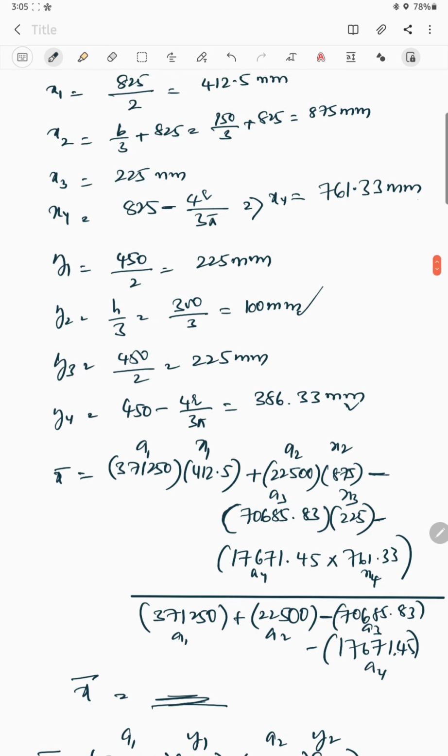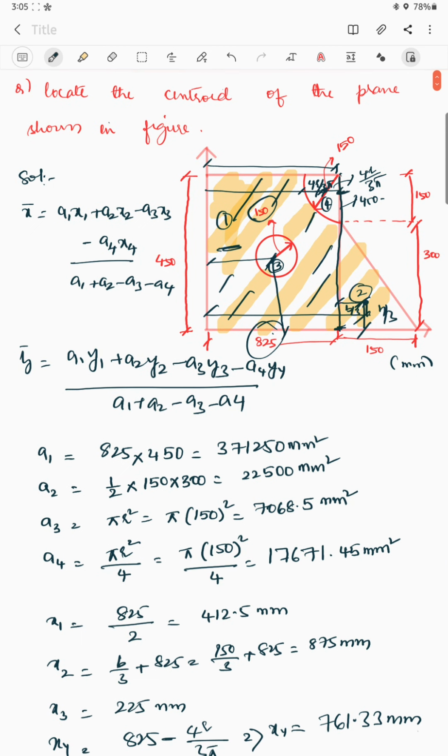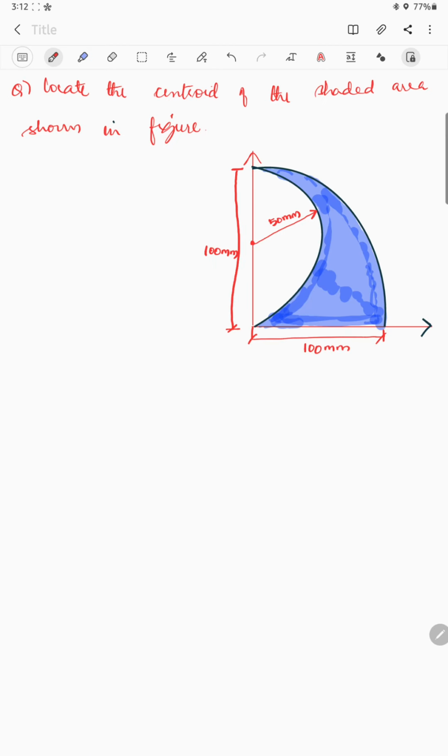Fine, this is how we calculate our centroid of the shaded area. This is the shaded area and we have to calculate the area for that. Right. So this is the next problem wherein we have to calculate the centroid of the shaded area. Shaded area is nothing but the blue area. So how to calculate that? See here, it is nothing but a quarter circle minus a semicircle.